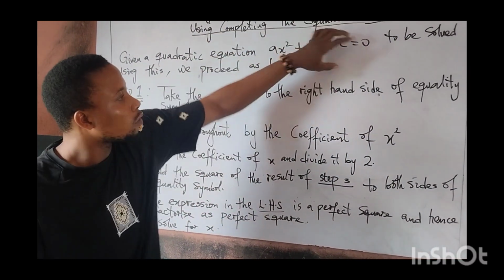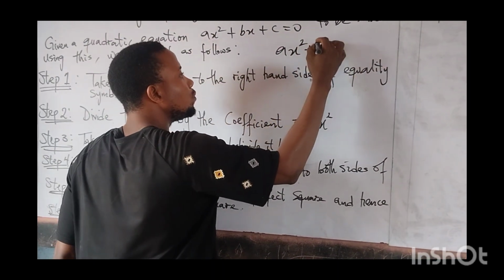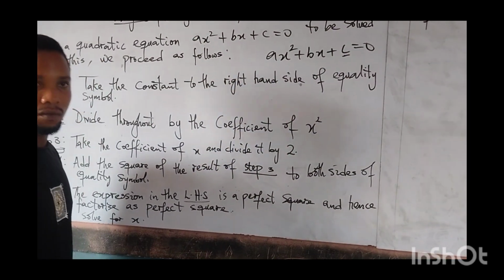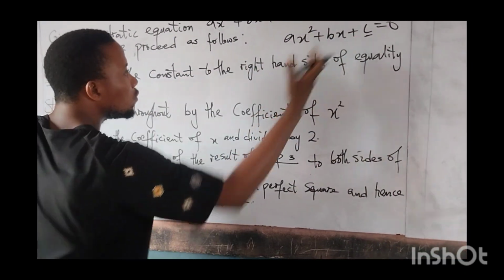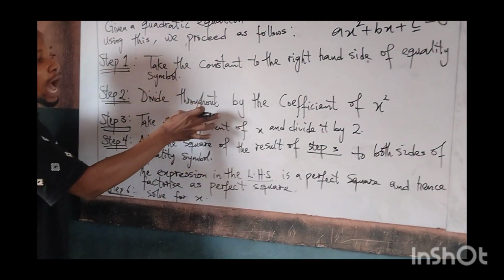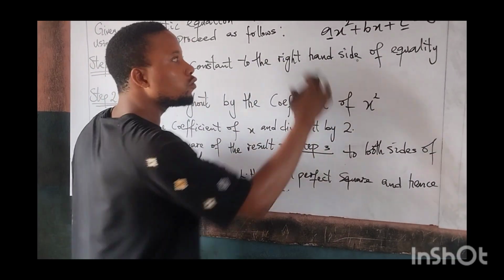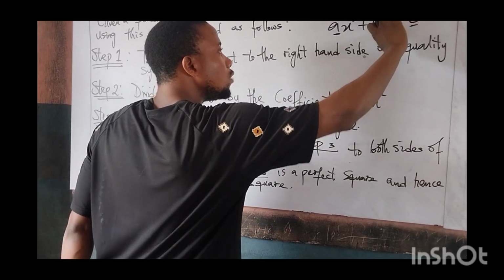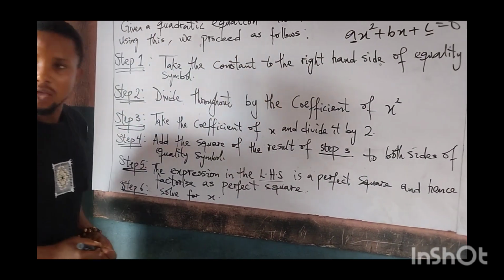Take the constant to the right hand side of the equality symbol. Now, in the quadratic equation, here we have ax squared plus bx plus c equal to 0. This particular c is the constant of the equation. So we are taking the constant of the equation to the right hand side of the equality symbol. Then step 2, you divide throughout by the coefficient of x squared. This is the coefficient of x squared. You don't forget, you are taking this one to the right hand side, and after that, you divide all through by the coefficient of x squared.